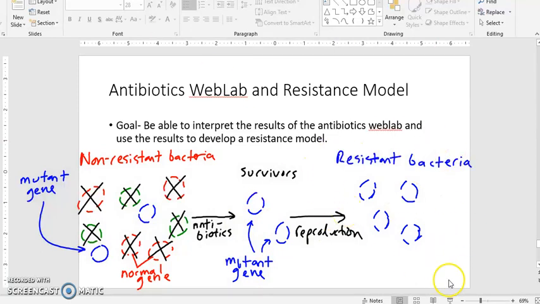There they are. And it's worth keeping in mind, they all still have the mutant gene, because as these survivors reproduce, their offspring are inheriting the gene. Bacteria, just like us, inherit DNA from their parents, and so they inherit that mutant gene, and so now the resistant bacteria has a lot more mutant genes in it than when they started. Okay, so this really is our antibiotic resistance model.